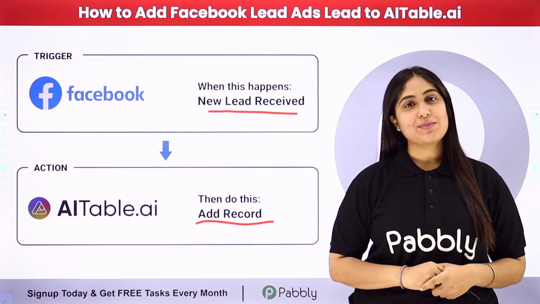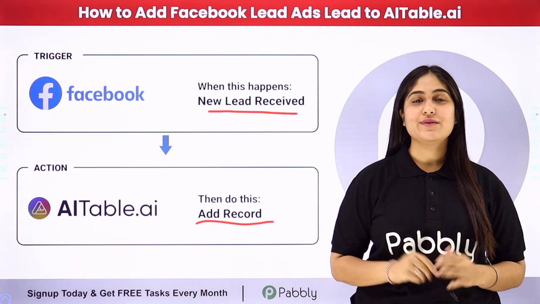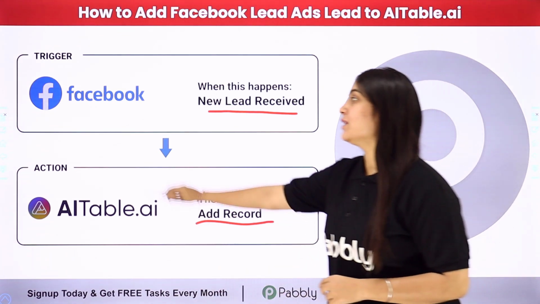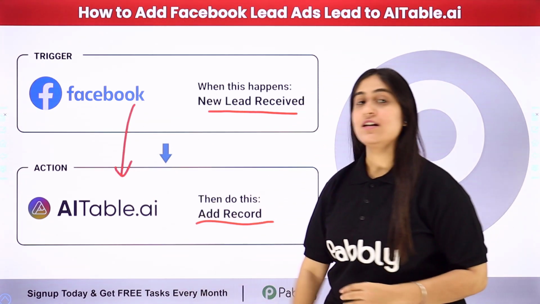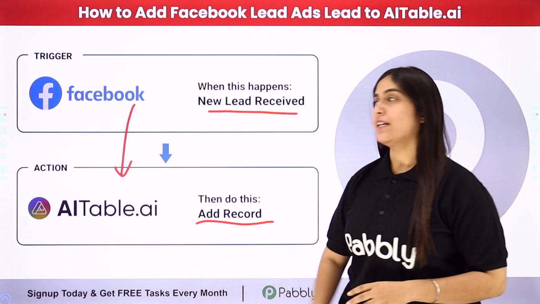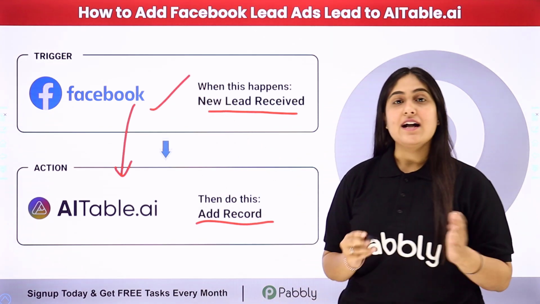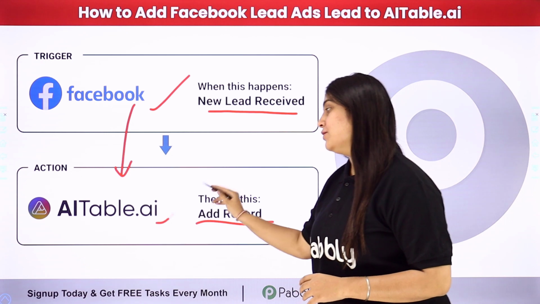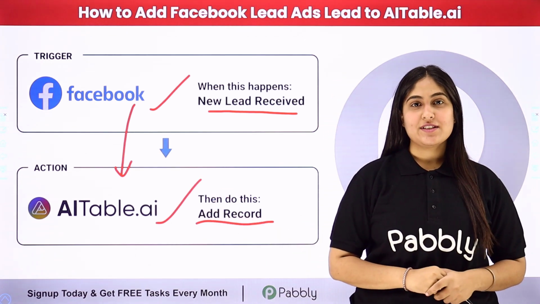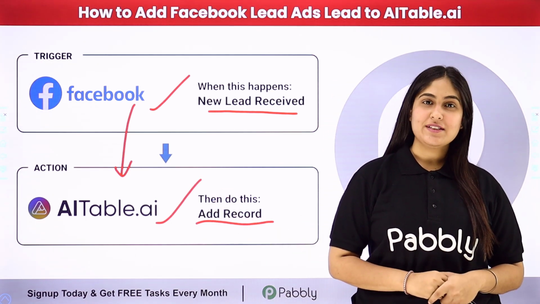So to automate this process, we will use an automation software named Pabbly Connect, in which we need to connect a trigger and an action. In this process, our trigger application will be Facebook lead ads and our action application will be AITable.ai. So to learn this process step by step, let me take you to my screen.